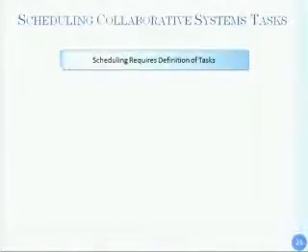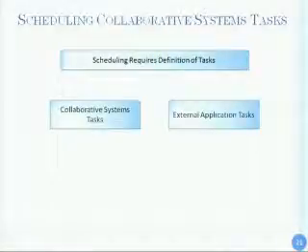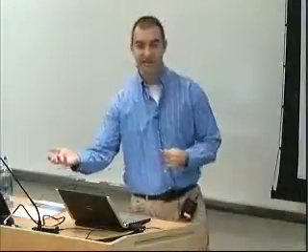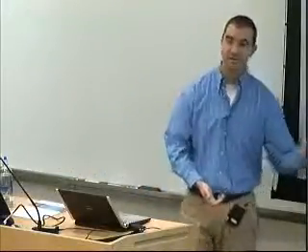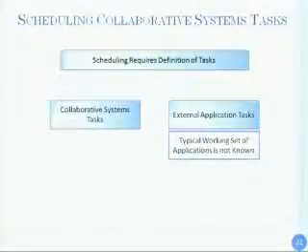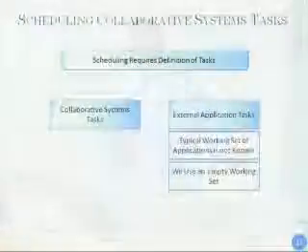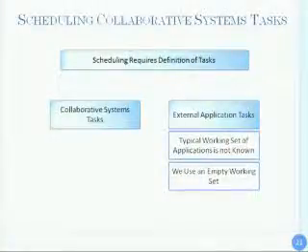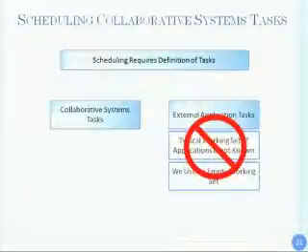In general, there can be two kinds of tasks, those of a collaborative system application and those of external applications. And one interesting issue is, how does the scheduling of external application tasks impact the scheduling of the collaborative application tasks? Unfortunately, the typical working set of applications isn't really known. So rather than guess a wrong working set, I just assumed a working set of 0. In other words, I didn't consider external application tasks. I focused only on collaborative systems tasks. Now, these tasks are defined by the collaboration architecture.